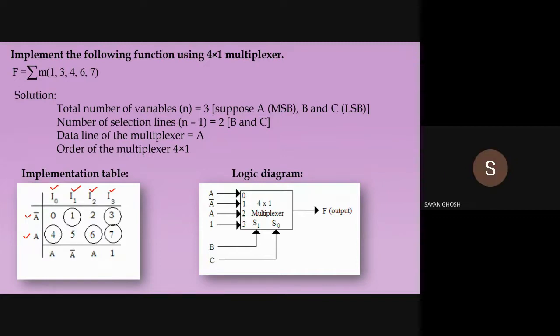Then just here you see, the I0 value is now A. I1 value is A bar. I2 equals A, and I3 equals 1.